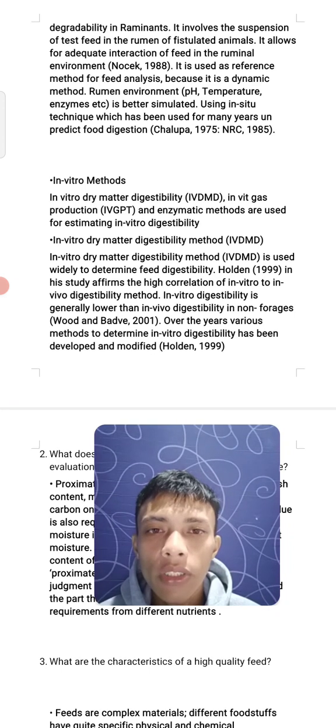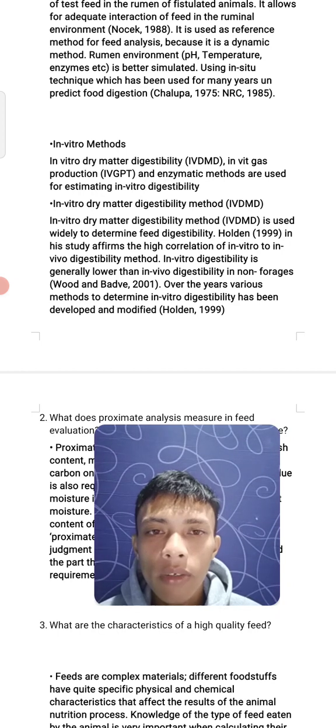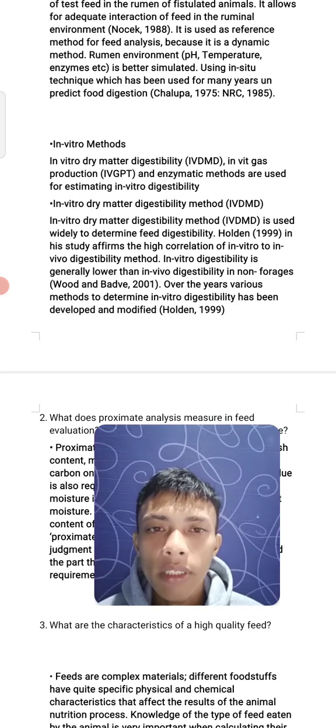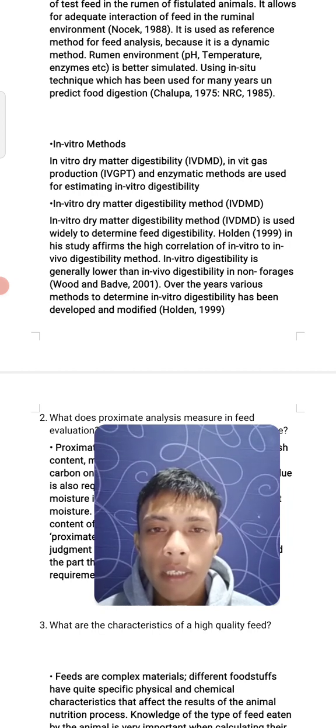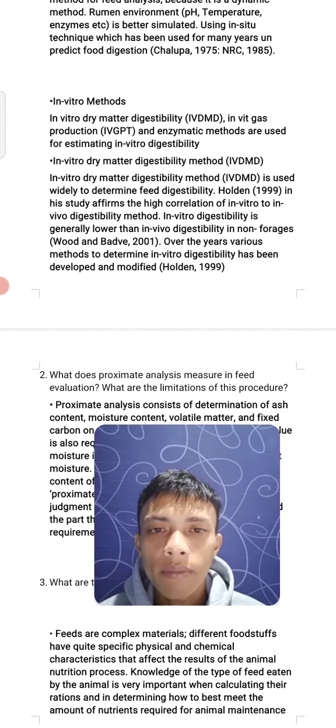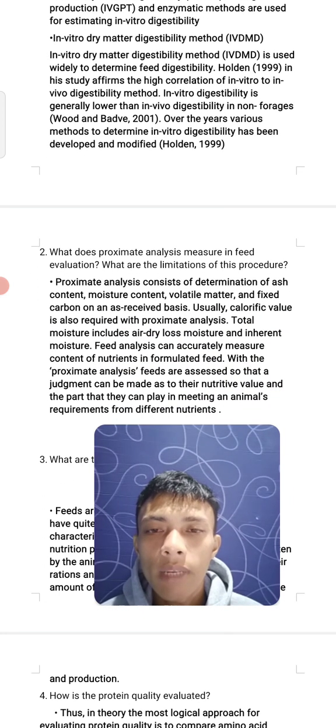In vitro dry matter digestibility method, or IVDMD, is used widely to determine feed digestibility. Holden in 1999 in his study affirms the high correlation of in vitro to in vivo digestibility methods. In vitro digestibility is generally lower than in vivo digestibility in non-forage, Wood and Bade 2001. Over the years, various methods to determine in vitro digestibility have been developed and modified. Holden 1999.